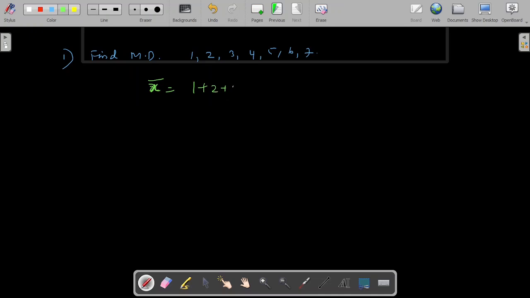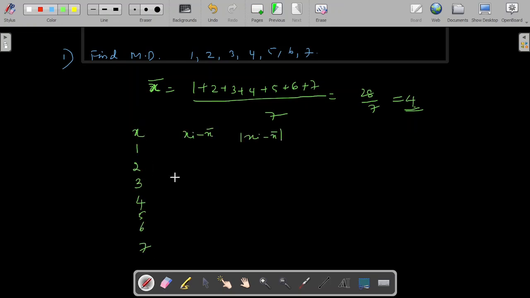So 1 plus 2 plus 3 plus 4 plus 5 plus 6 plus 7 divided by 7 gives you 28 by 7, which is equal to 4. So the mean is 4. You have to find the deviations now. Write the data values, then xi minus x bar: 1 minus 4 is minus 3, 2 minus 4 is minus 2, 3 minus 4 is minus 1, 4 minus 4 is 0, 5 minus 4 is 1, 6 minus 4 is 2, 7 minus 4 is 3.